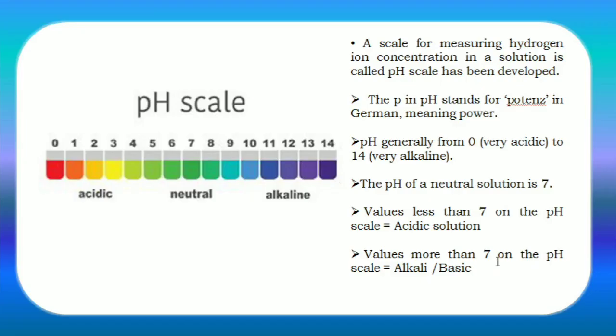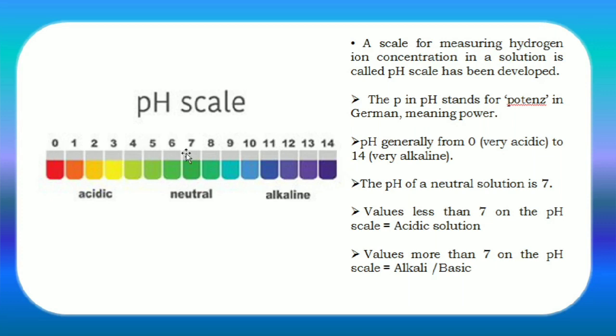In the last class we learnt about the pH scale. The pH scale is the measure of how acidic or basic water is. The range goes from 0 to 14. The pH, P stands for potence, which means power, of hydrogen. P means power, H for hydrogen. So pH generally ranges from 0 to 14, 0 being very acidic and 14 being very alkaline.